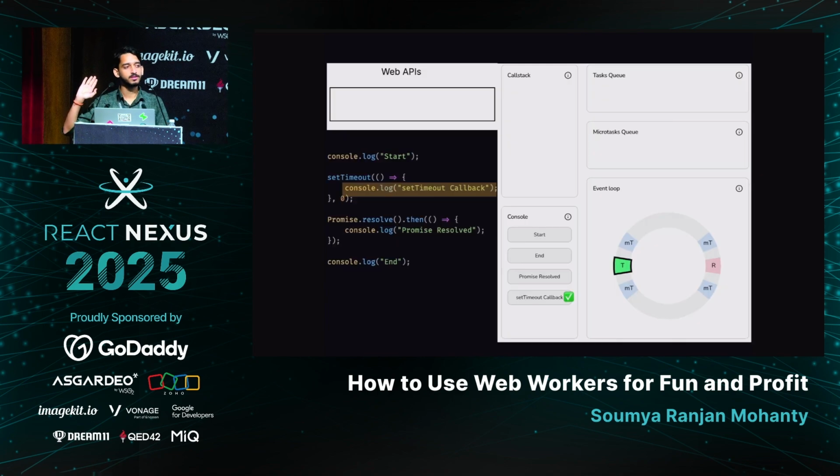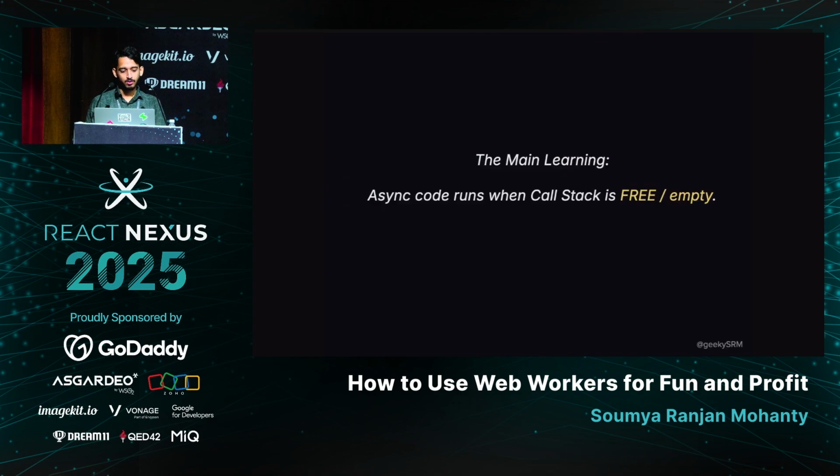Start, end, promise resolved, and setTimeout callback. Okay, cool. Now the main learning that I wanted to derive from here is asynchronous code only runs when the call stack is free or empty, right? Asynchronous code is only pushed from the task queue or the microtask queue when the call stack is empty. But the catch is, what if the call stack never becomes empty, right?